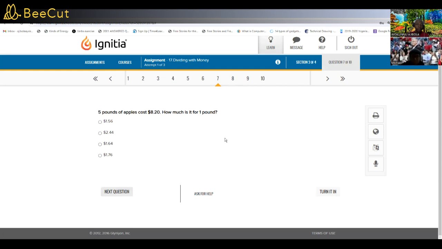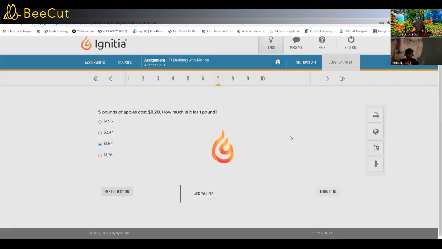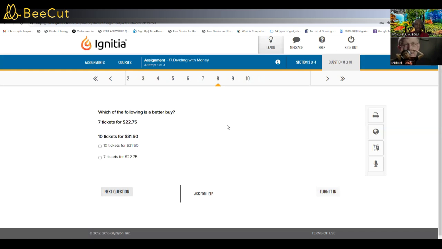5 pounds of apples cost $8.20. How much is it for 1 pound? Yes, you're dividing by 5, right? So what do you get? $1.64. I know you're not working it out, Maggie, but that's okay for now. But always practice how to work it out, okay?